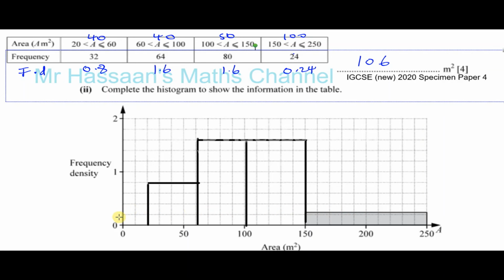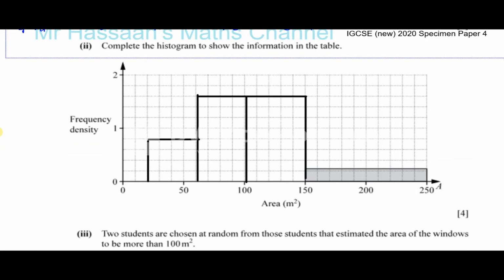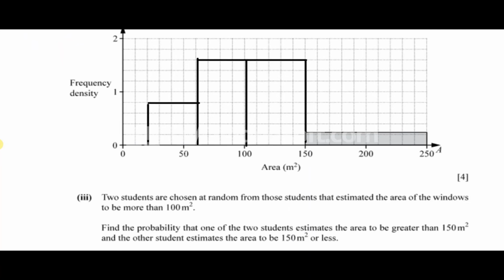That's 0.2, 4, 6, 8, 10. So it looks like it's okay. Because if that's 0.2, 0.3 is like here, halfway up there. So yeah, it does look correct to me. So there we have the answer. We've completed the histogram.